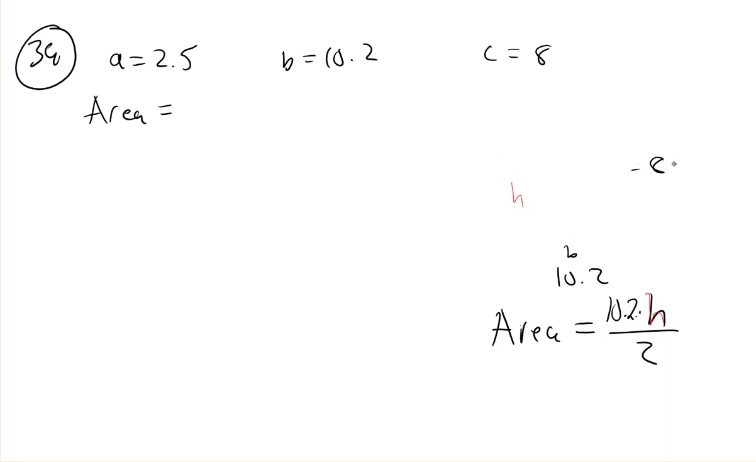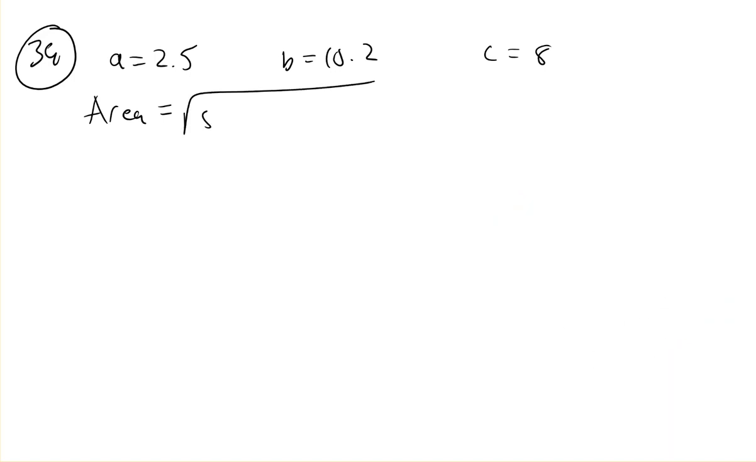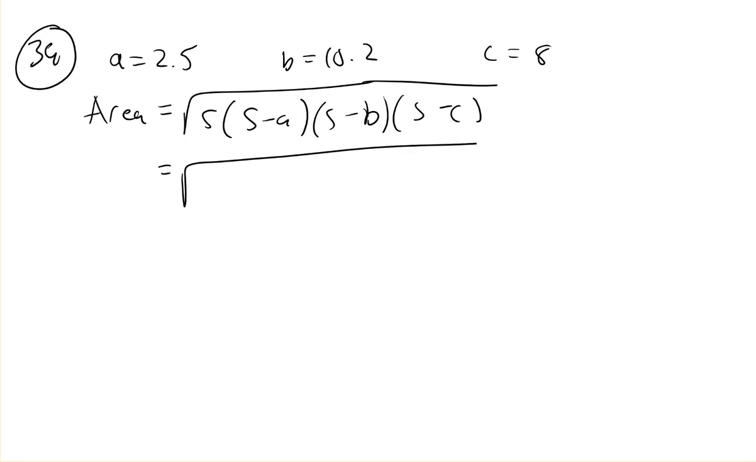Heron's formula is great and to the point when you have side, side, side. So Heron's formula says square root of s times s minus a times s minus b times s minus c. Well, they gave me three of these things. A is 2.5, B is 10.2, C is 8. All that's ready to go. The only thing left to compute is S. And S is semi-perimeter, half the perimeter.